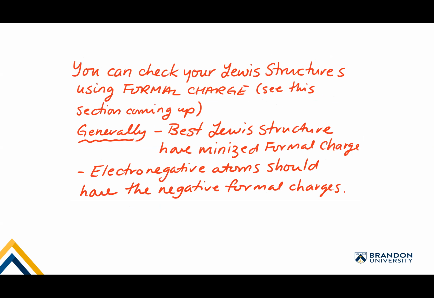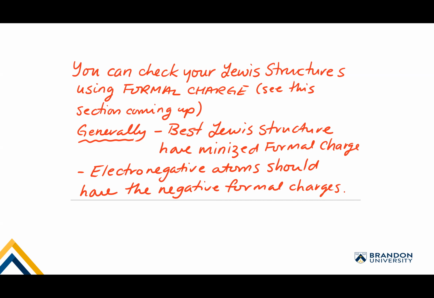And finally, you can check your Lewis structure using the formal charge, and then we'll talk about that in a minute. Generally, the best Lewis structures have the minimized formal charge, but sometimes there's formal charge built into your molecule anyway, so you've got to take that one with a grain of salt. But if you've got two structures and one's got no formal charge and one's got a bunch of formal charge, the best Lewis structure will be the one which has got no formal charge.